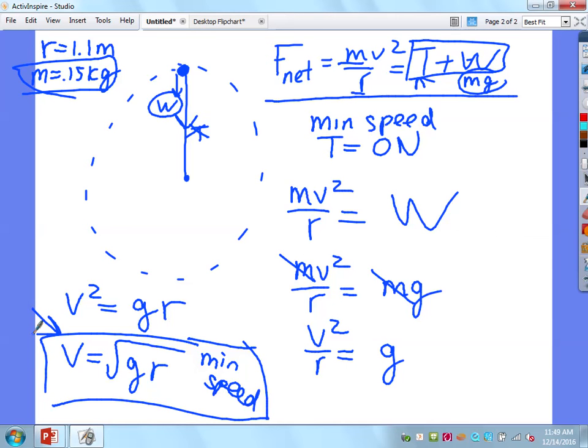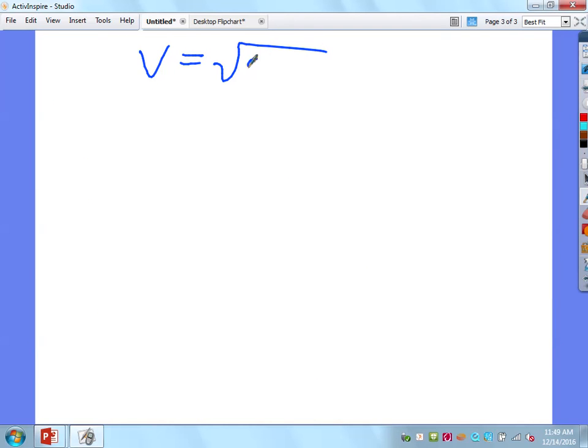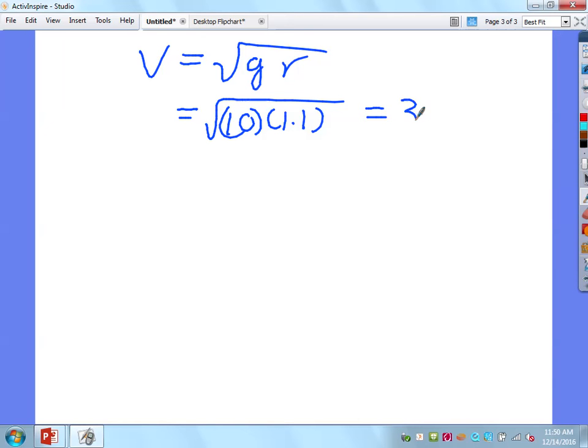And so now I can complete this problem. v equals the square root of gr. Oh my gosh, it's become a pretty easy problem. 10 times 1.1, take the square root of it, and the speed that you can go to complete the circle is 3.3 meters per second. This would be the minimum speed the object can go, and it'll still complete a whole circle. So this formula is very important.